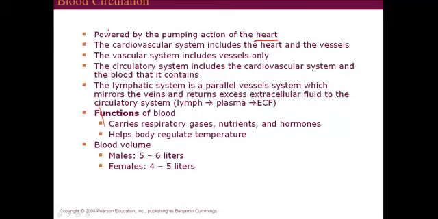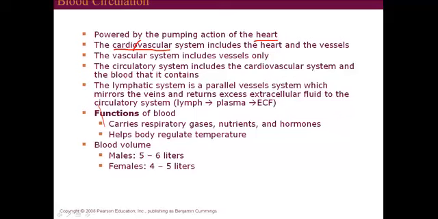Everyone knows that. The cardiovascular system includes the heart and the vessels. So that's what the cardiovascular system means. It has cardio, that's heart, and vascular is the vessels. The vascular system includes only the vessels, and the circulatory system includes the cardiovascular system and the blood that it contains. So that's just three different definitions.